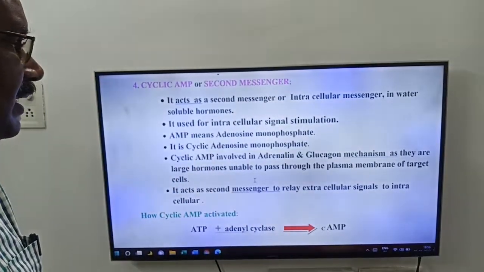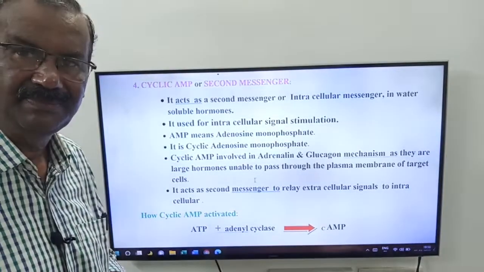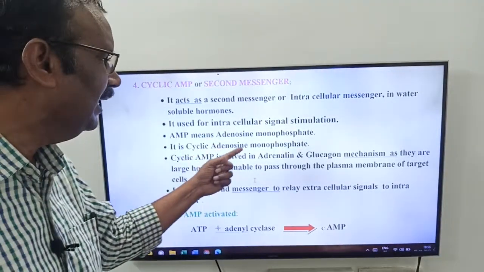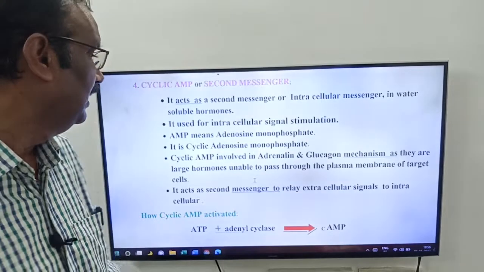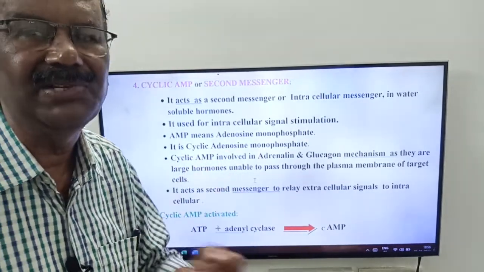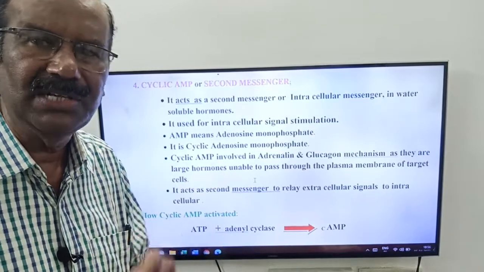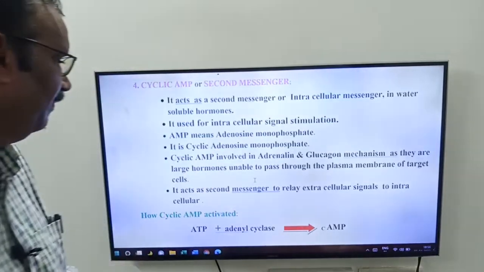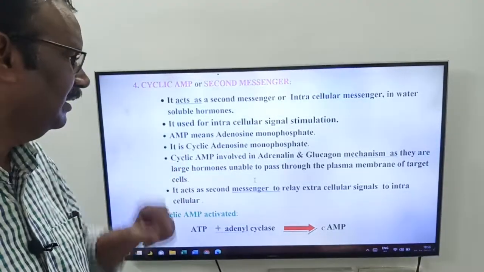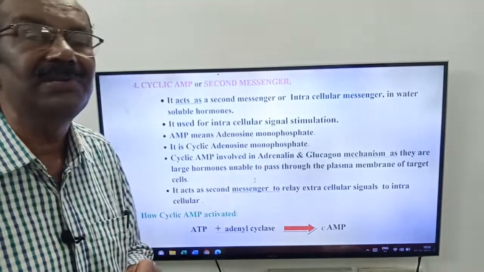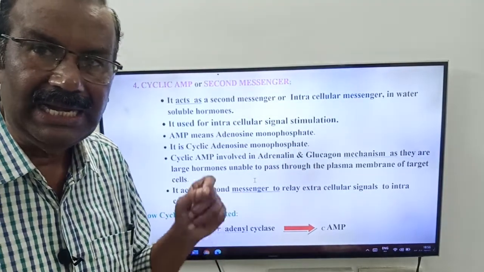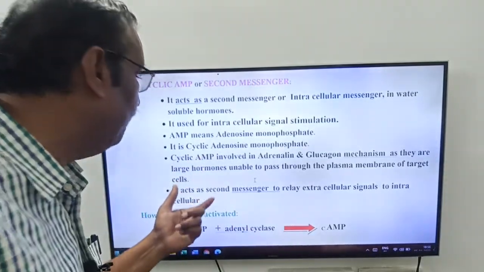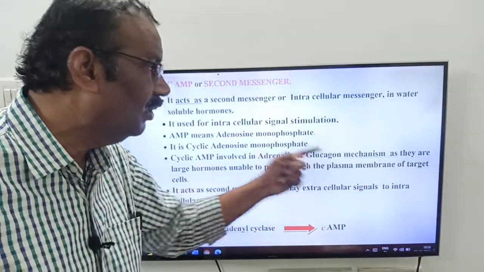Next one, AMP means adenosine monophosphate. It is cyclic adenosine monophosphate. Friends, AMPs are two types: one is linear, another one is cyclic. Here in the hormonal action we are using cyclic AMP. Cyclic AMP is involved in the adrenaline and glucagon mechanism. See, friends, adrenaline and glucagon mechanism. These are peptide hormones, friends.